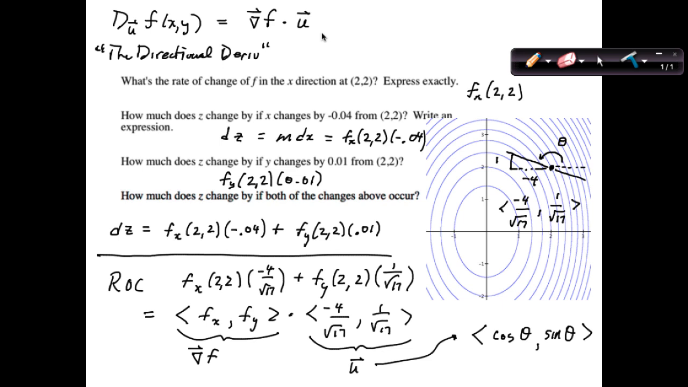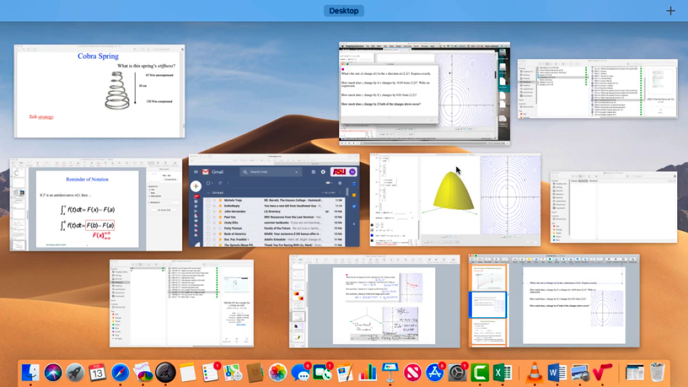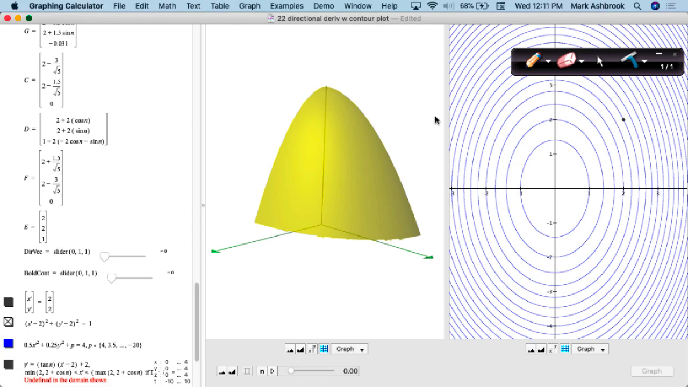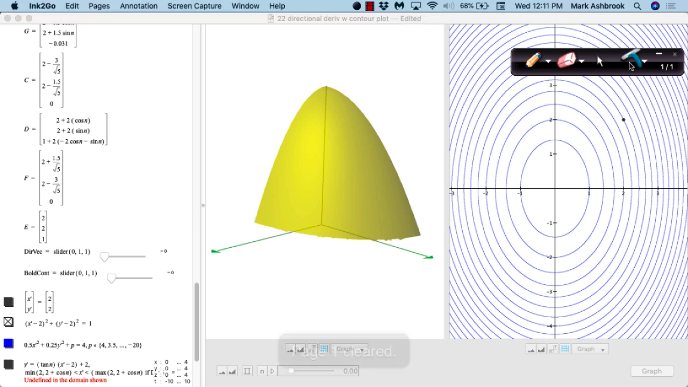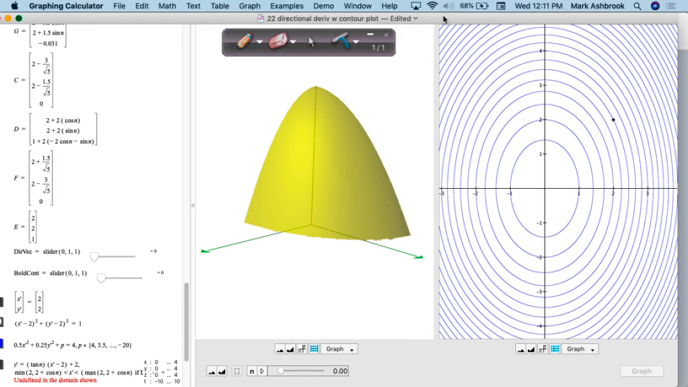Okay, so let's do an example. Any questions on this so far? Okay, so here's that same thing. Now I'm showing you both the surface and the contour plot. That was our same point.